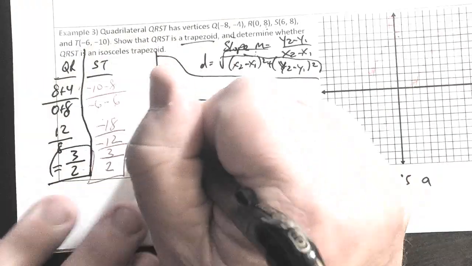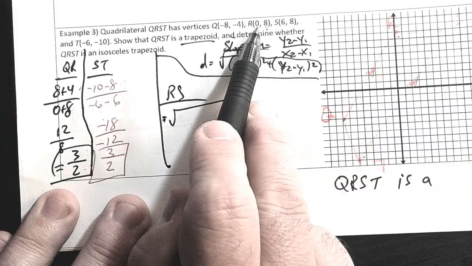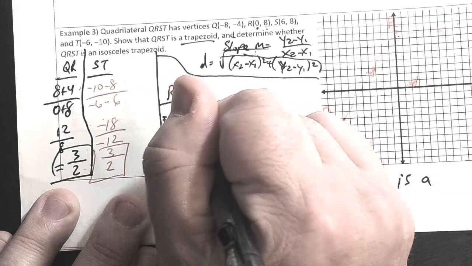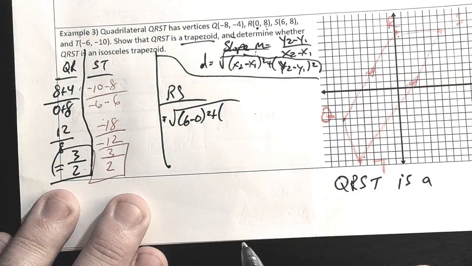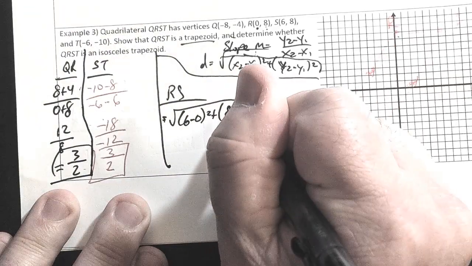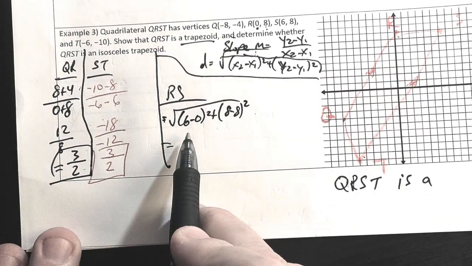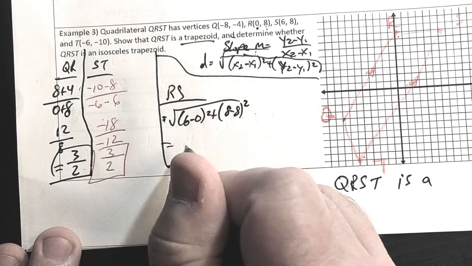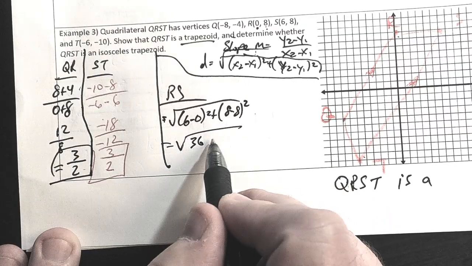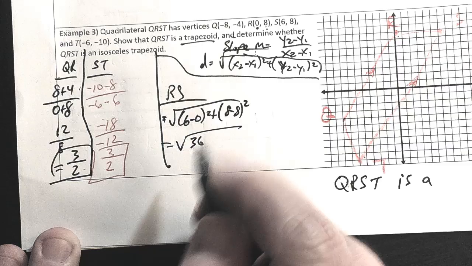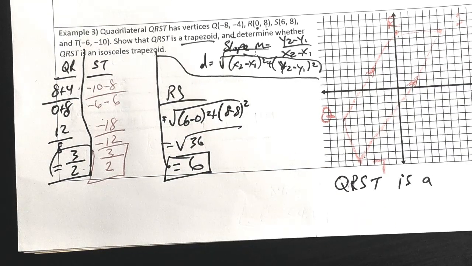So distance formula is 6 minus 0 squared plus the y's, 8 minus 8. All right, so show you this really quickly. 6 minus 0 is 6. 6 squared is 36. This is 0. 0 squared is 0. So it's just the square root of 36. And if you take the square root of 36, that is 6.